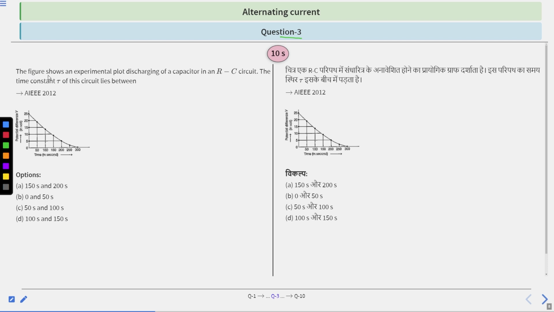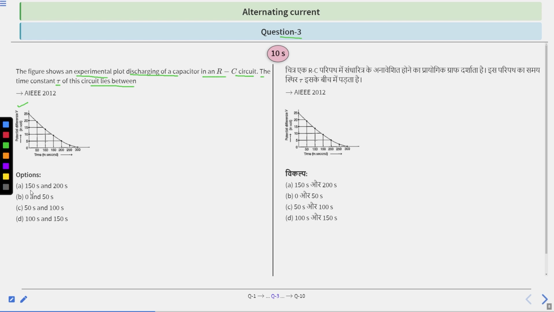The question is: the figure shows an experimental plot of discharging of a capacitor in an RC circuit. Here on the y-axis is potential difference V, and on the x-axis is time. The time constant tau of the circuit lies between what? So this question asks about the time constant range. Clear? What is the range of the time constant? And this is the experimental plot.